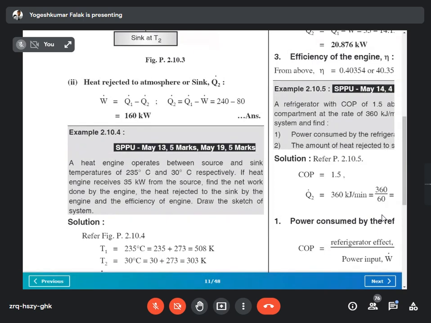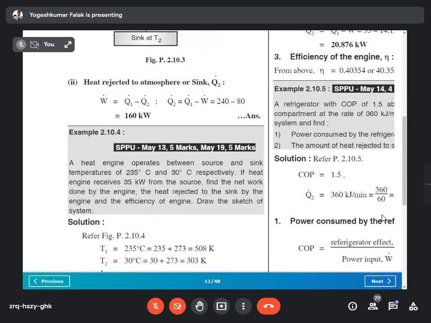We have three different concepts: heat engine, heat pump, and refrigerator. So heat engine is remaining. So we proceed now with heat engine. A heat engine operates between the source and the sink temperatures of 235 degrees Celsius and 30 degrees Celsius respectively. Means that the value of T1 is 235 and the value of T2 is 30 degrees Celsius. In that case, the heat engine receives 35 kilowatt from the source, means the value of Q1, heat received from the source, is 35 kilowatt.